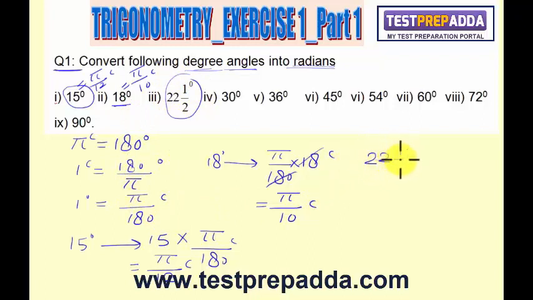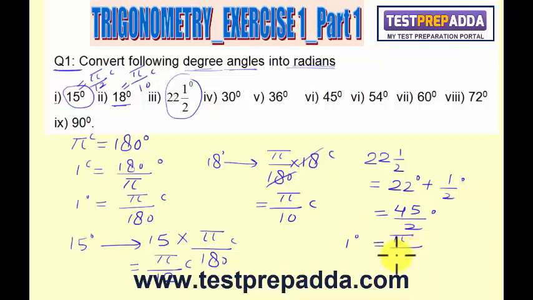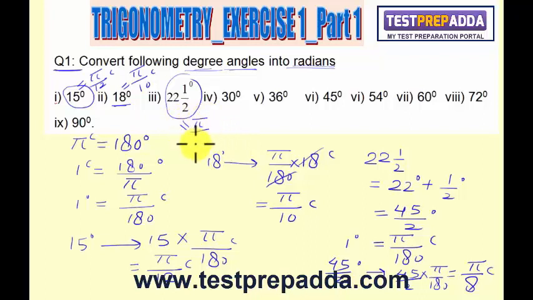This 22 and a half is actually 22 degree plus half degree. If you solve, this comes 45 by 2 degrees. Since 1 degree is pi upon 180 radian, 45 by 2 degrees will be 45 by 2 into pi upon 180. And the value comes about pi by 8 radian. So this comes pi by 8 radians.